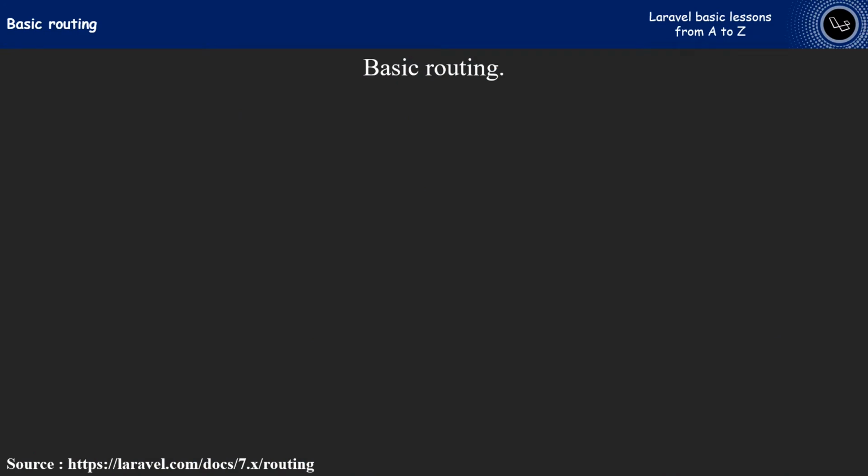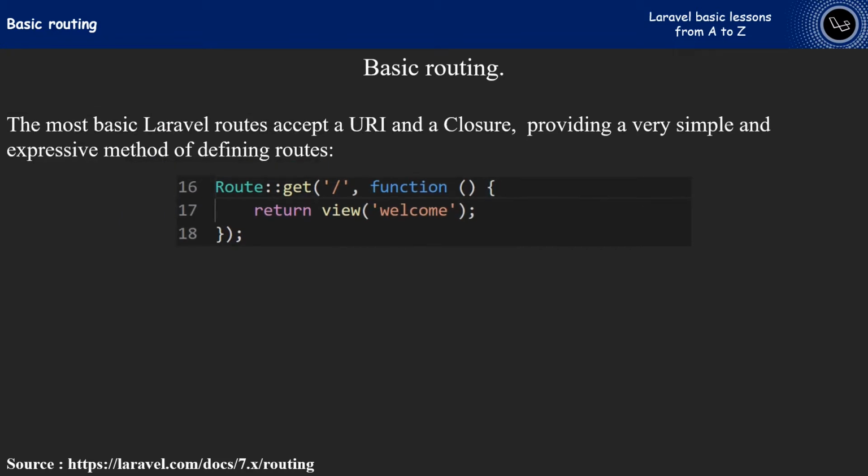In this session, we are going to be learning basic routing in Laravel. The most basic Laravel routes accept a URL and a closure, providing a very simple and expressive method of defining routes. As you can see, by default, after creating your Laravel project, you're going to have this function, this URL and this closure, in which we find a function which returns the welcome.blade.php page.